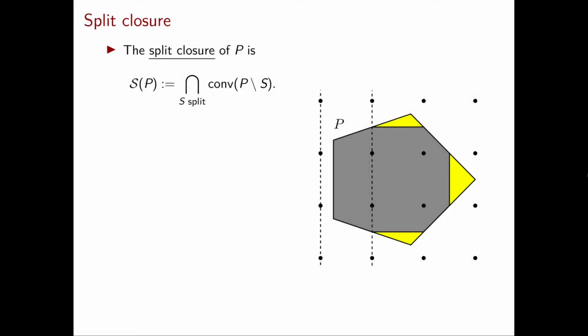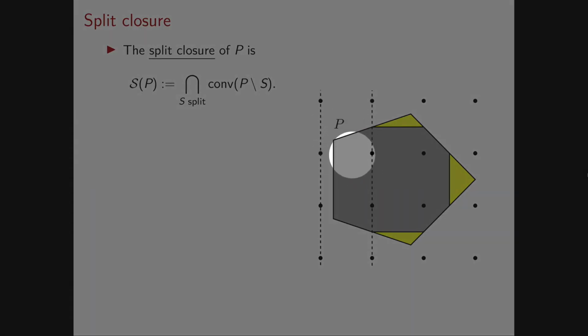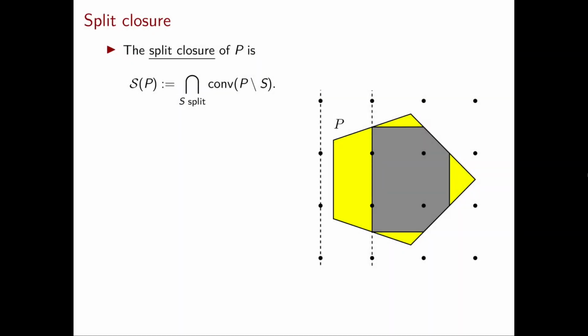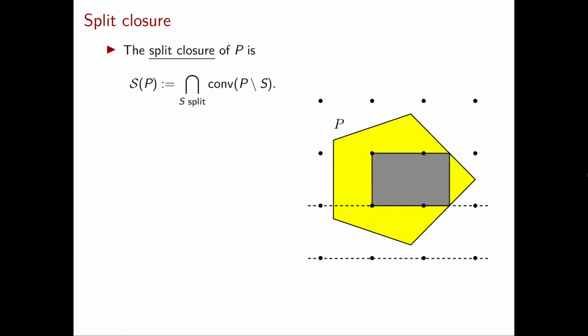Then we can look at, for example, this other vertical split. In this case, the convex hull of P minus S is very simple because we're able to chop off everything on the left of this line. Then we can pick this other horizontal split, and once again we obtain this split inequality, only one inequality also in this case. Then we could take this one and obtain this valid inequality for the split closure.